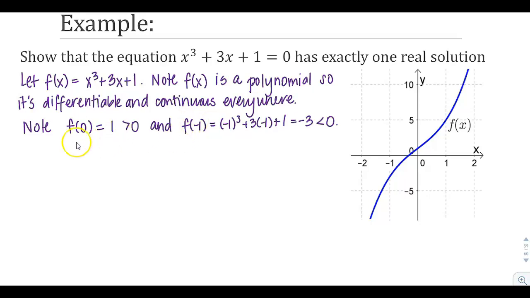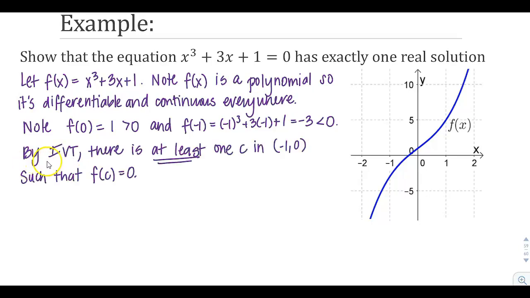So we'd conclude by saying, by the intermediate value theorem, there is at least one place where c such that f of c equals 0. Now we conclude, as we have in the past, we say by the IVT then, there is at least one c in the interval between -1 and 0 such that f of c equals 0. So all we've done is show there's at least one c. So now comes the new part. How are we going to show that there's exactly one real solution?